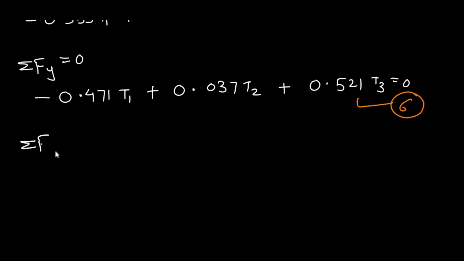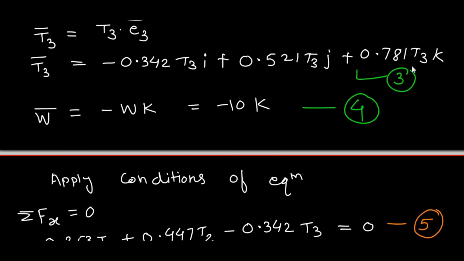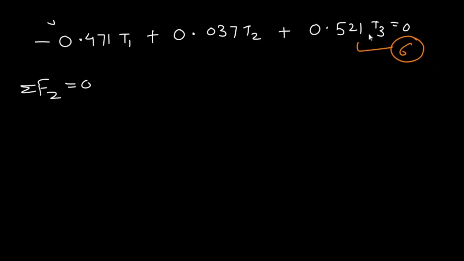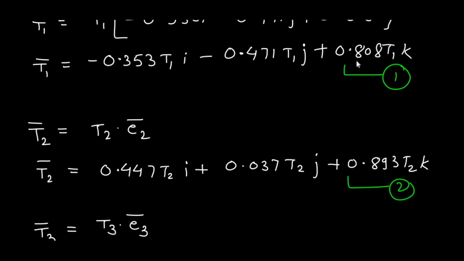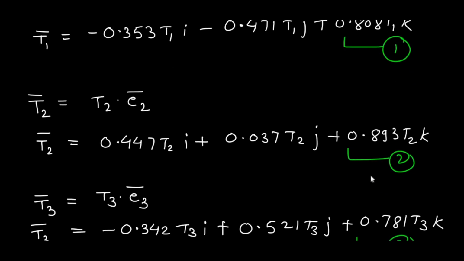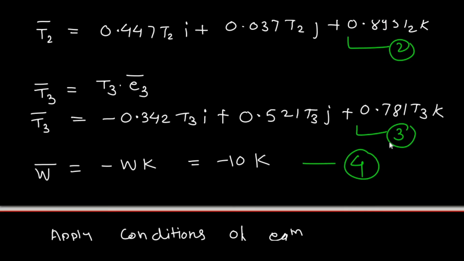Similarly, we will go for the next condition of equilibrium, which is summation Fz is equal to 0. That means the components of the force acting along the z direction, that is the coefficient of k. For T1 it is 0.808, for the T2 vector 0.893, for the T3 vector 0.781, and for W, as it is acting along the z axis, it is minus 10.